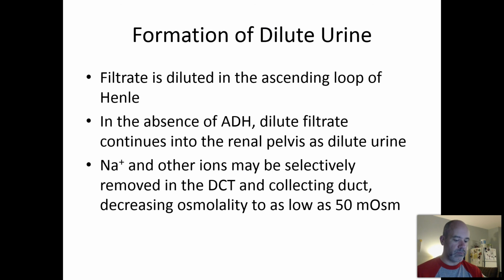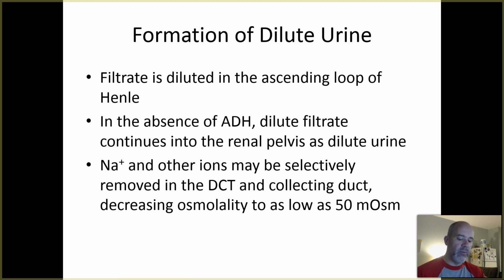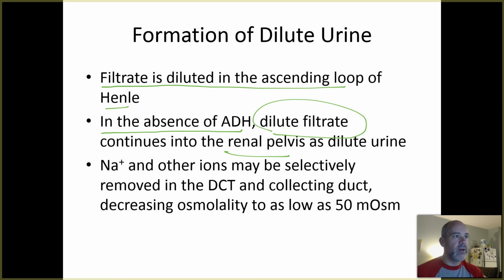All right, so how do we form dilute urine again? As we saw, the filtrate is diluted in the ascending loop of Henle. In the absence of ADH, that dilute filtrate is just going to flow through the collecting ducts, and not very much of the water is going to be reabsorbed. That dilute urine is just going to end up in the renal pelvis, and then from there it's going to flow into the ureter, and it's going to head off to the bladder.